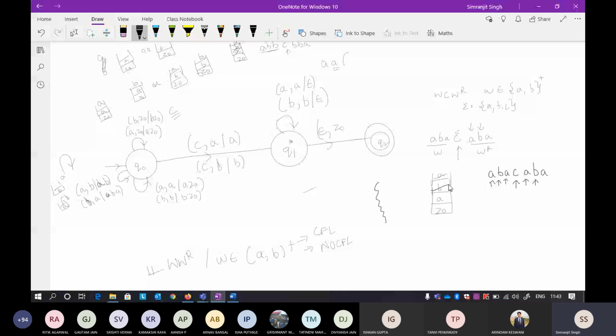See the placement here. Suppose I take any W, like BBA. After C the reversal of this is ABB. It is designed in such a way that the reversal will always be at the top of the stack. If this is followed, you will always get a Z naught in the end. If you are not getting a Z naught, you can directly say that this string does not belong to this language. How is this possible? By knowing the center. If you know the center, then you know how to pop and when to pop.